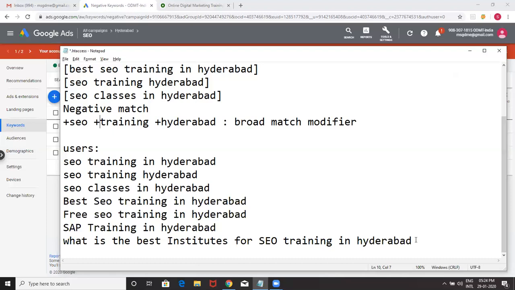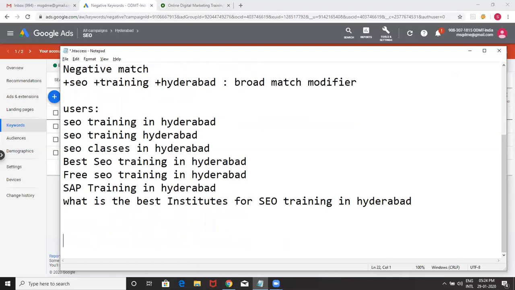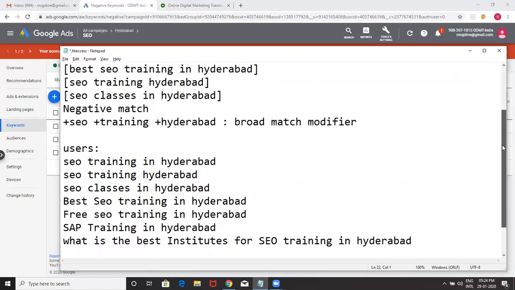Okay. Now, one more thing. I have a question. For example, if my keyword is SEO training in Hyderabad, and someone is using the words best SEO training in Hyderabad. If my ad is on top for SEO training in Hyderabad, will it also be on top for what is the best institute for SEO training in Hyderabad? Or does the ad position also change as the keyword changes?